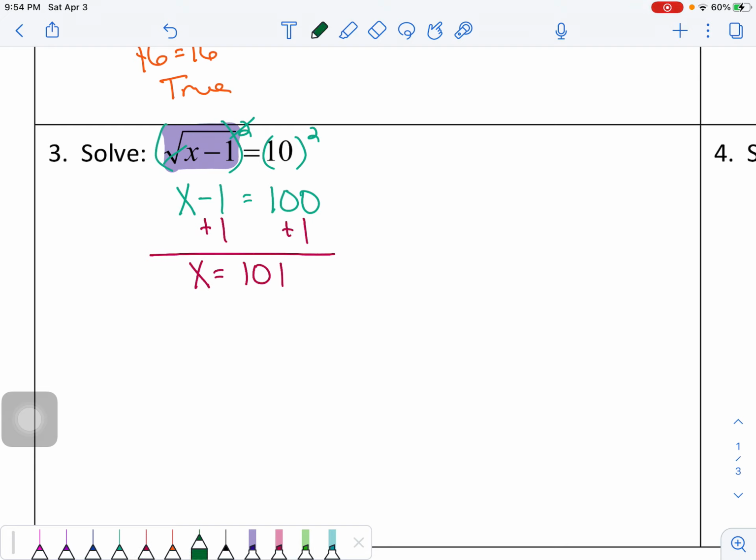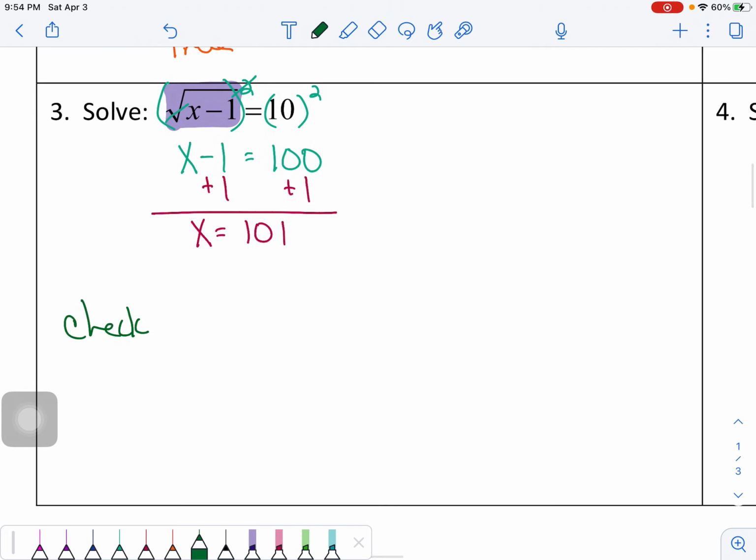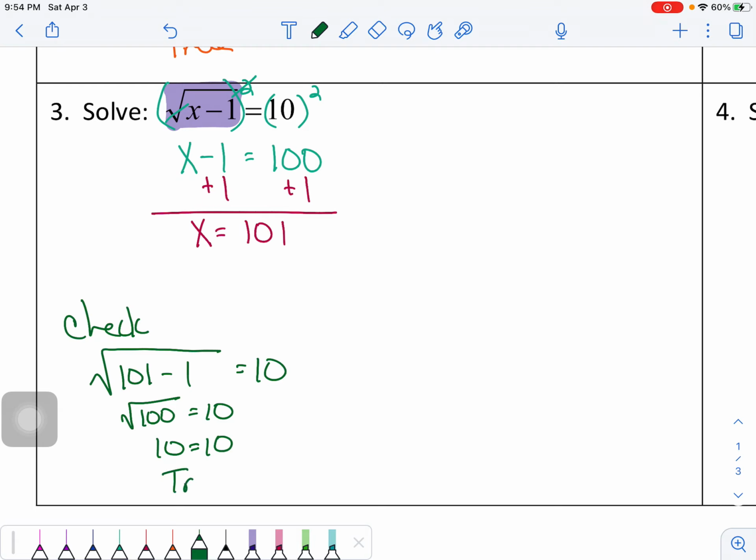However, you need to check your work. Okay? So I'm going to check back in the original problem. So x was 101, we think. So 101 minus 1 equals 10. So that would be the square root of 100. So yes, 10 equals 10. That is a true statement. So I can go ahead and box up x does equal 101. All right.